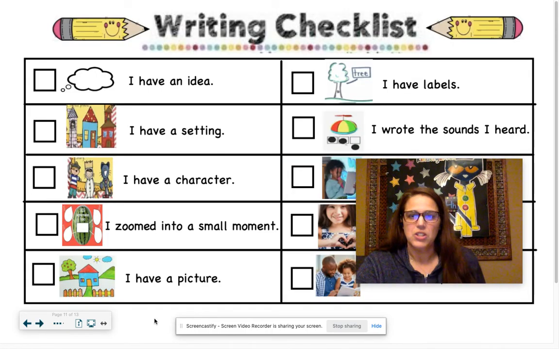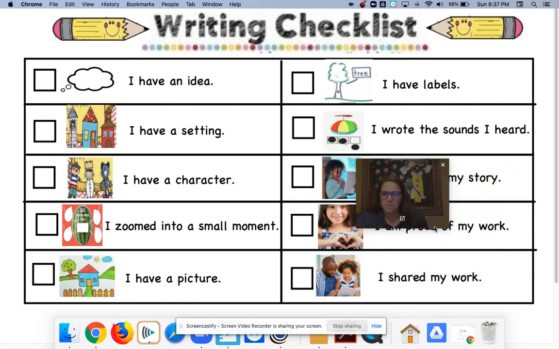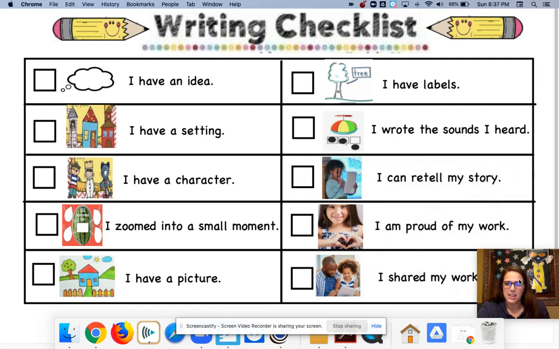Now this is a picture of the checklist that we have. So let's take a look here. You can see the pictures match what I just went through. So when you look at your work today, I want you to look, did you have an idea? This says, I have an idea. And if you do, you can cross out this box, check, I did that.